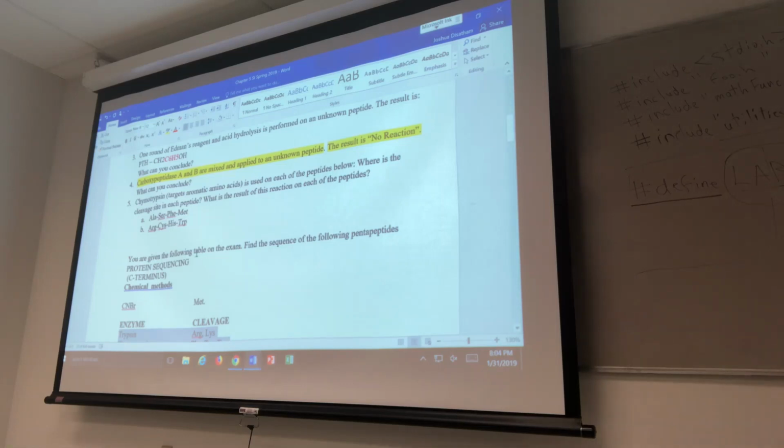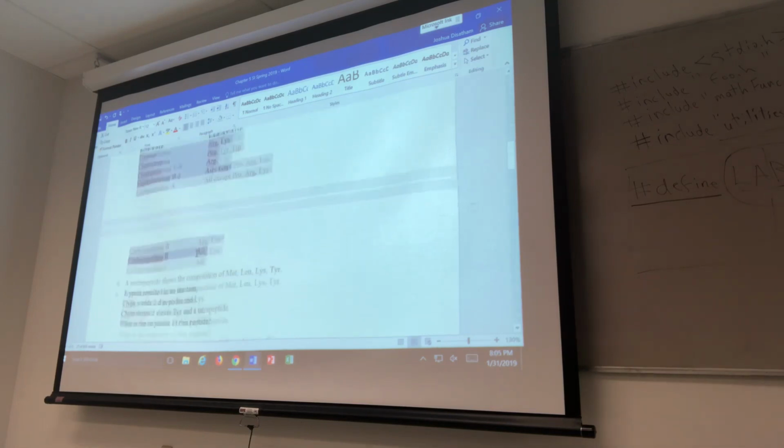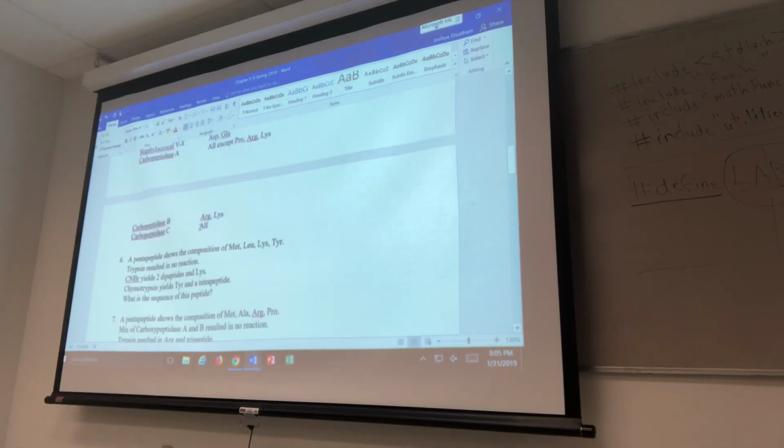Yes? What if it just says carboxypeptidase and it doesn't say anything? They'll have to say one or the other. And in the very unlikely chance they don't tell you which carboxypeptidase is used, you can assume all of them. So in other words, you pretend that the carboxypeptidase looks for all the amino acids.